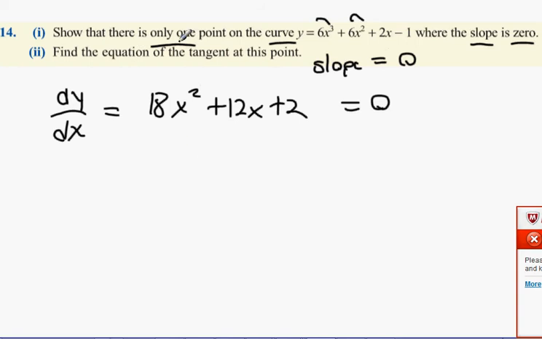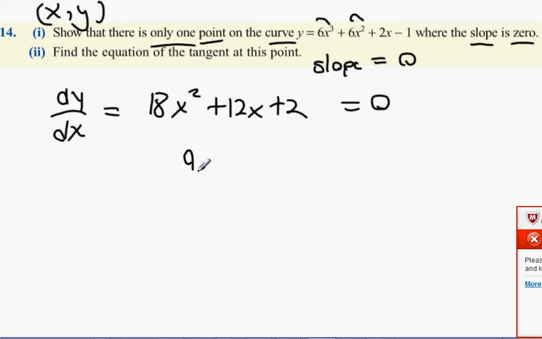Now it says, show that there is only one point. What does one point mean? One x value and one y value. Not tangents, not points. Point means I should get one x value and one y value when I solve this. The other keyword is point. The x value alone won't get you full marks. You need the x and the y value.